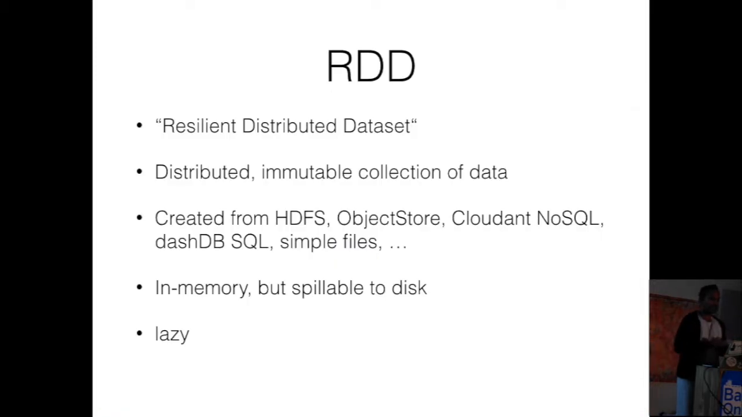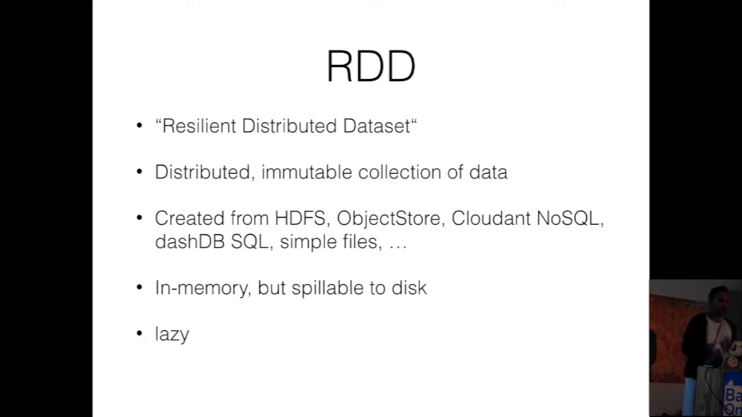So in Spark, the central data type is an RDD, a resilient distributed data set. It's a distributed immutable collection of data, and it can be backed by files, or object store, or databases, or NoSQL databases.